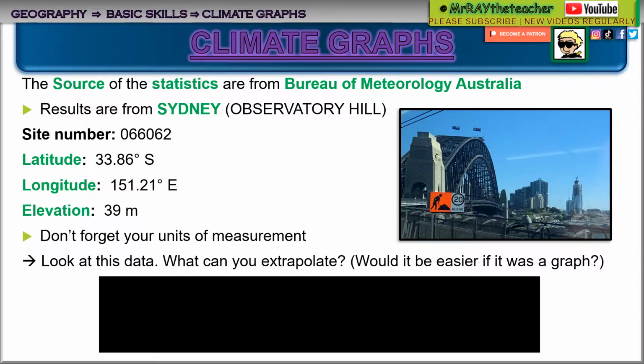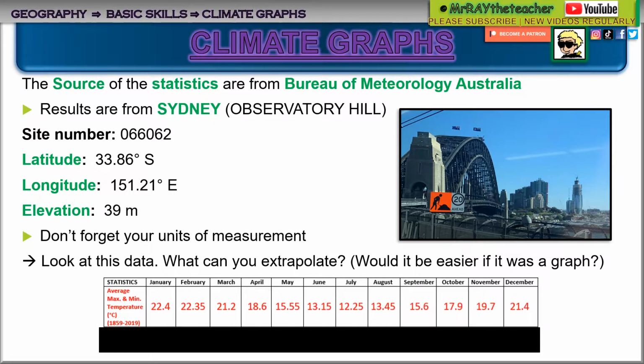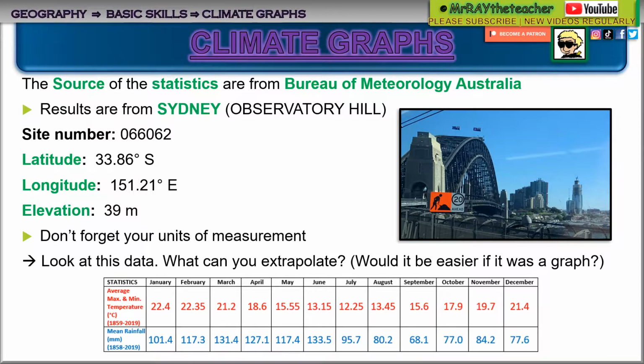And look at this data. What can you extrapolate? There's a big word for you. Extrapolate. Would it be easier if it was a graph? So look here. We've got some months, then we've got some temperatures, average, and we've got the average rainfall. Average and mean are the same thing, synonyms.